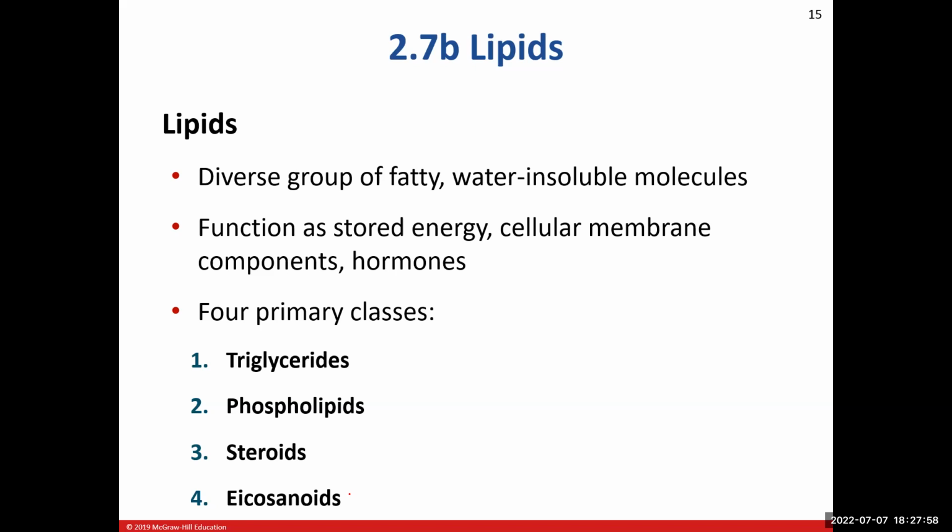macromolecule is going to be lipids, also known as fats. So a couple characteristics of lipids. One, they are water insoluble. What does that mean? Well, let's put it into a practical image here.